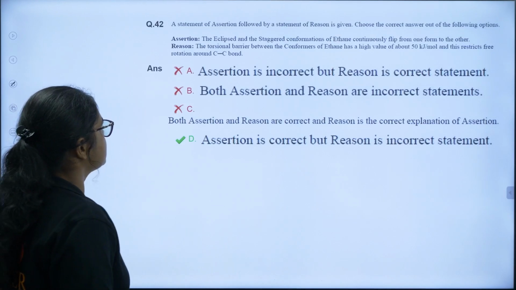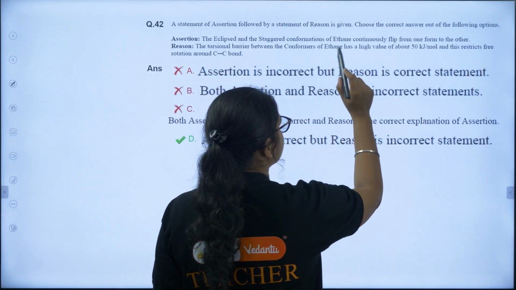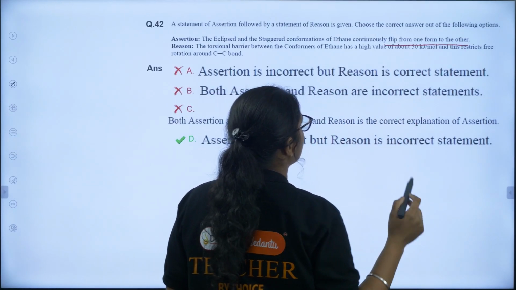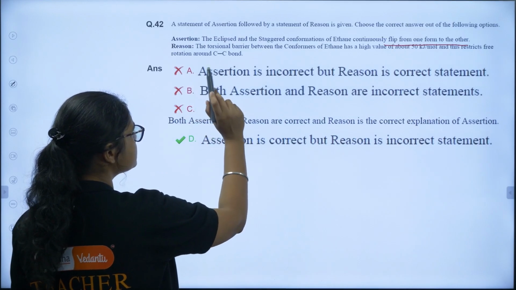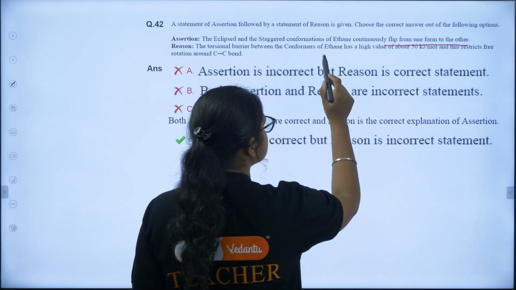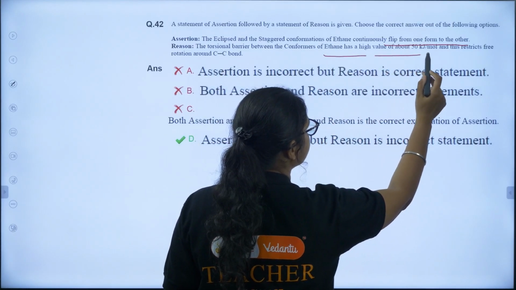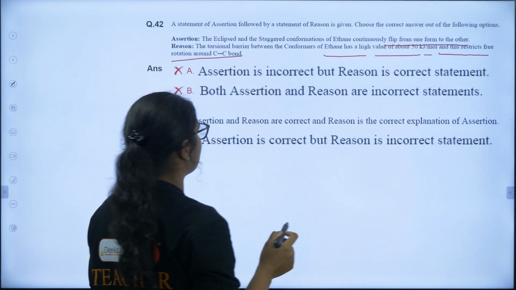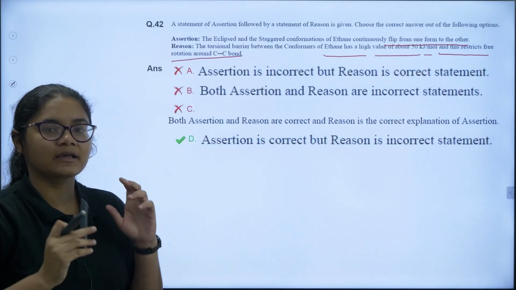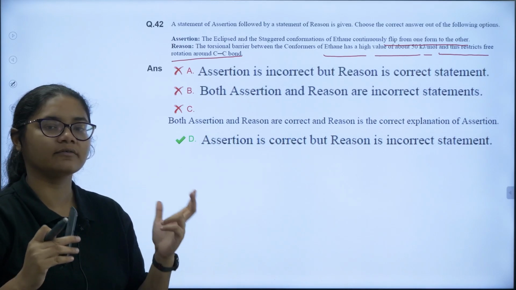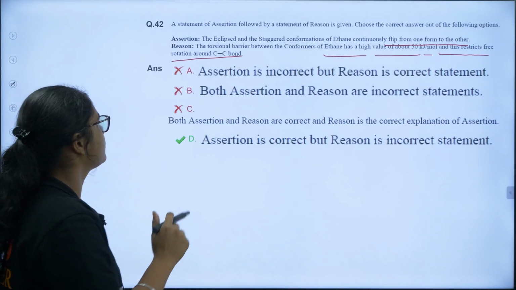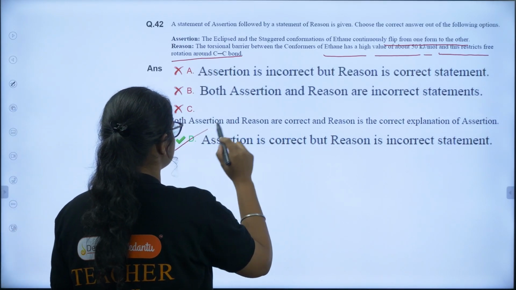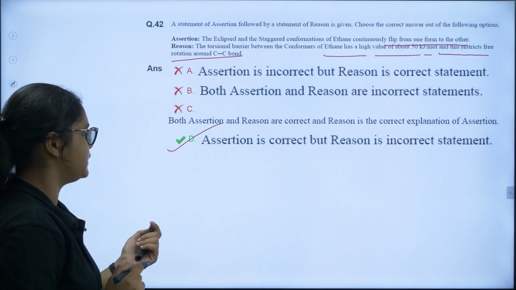Now if you see the next question, the eclipsed and the staggered forms of ethane continuously flip from one form to another. The torsional barrier between the conformers of ethane has a high value of about 50 kJ per mole, and this restricts the free rotation around the C-C bond. So this is incorrect. Single bonds are always very flexible for rotation. So your assertion is correct, but the reason is incorrect. So the correct answer is option number D.